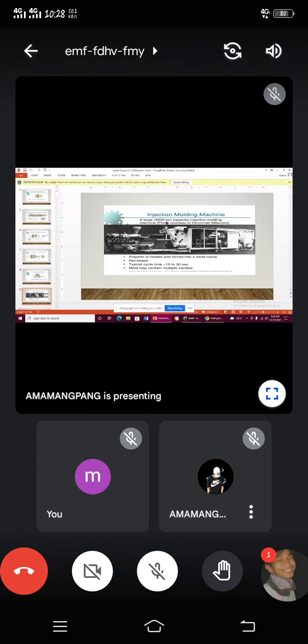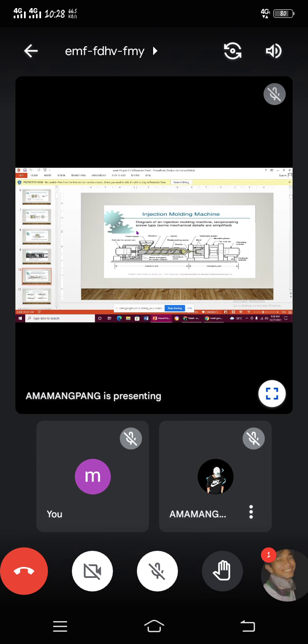A large 3,000 ton capacity injection molding machine. This photo is courtesy of Cincinnati Milacron. So the polymer is heated and injected into the mold cavity. So net shape, typical cycle time 10 to 30 seconds. So a mold may contain multiple cavities. So the next is the diagram of an injection molding machine, reciprocating screw type. So some mechanical details are simplified.